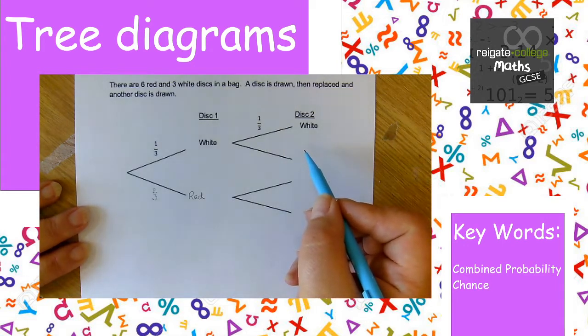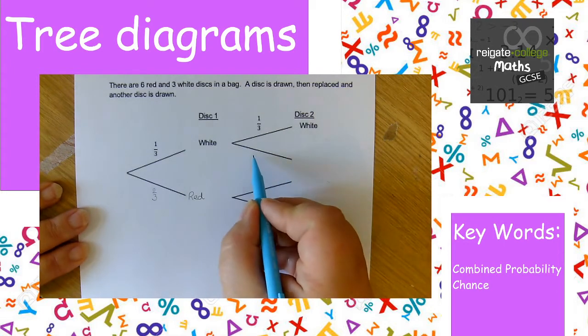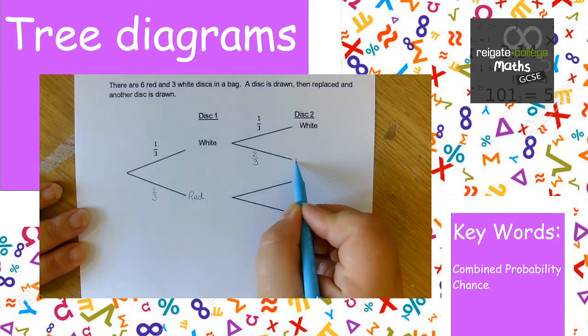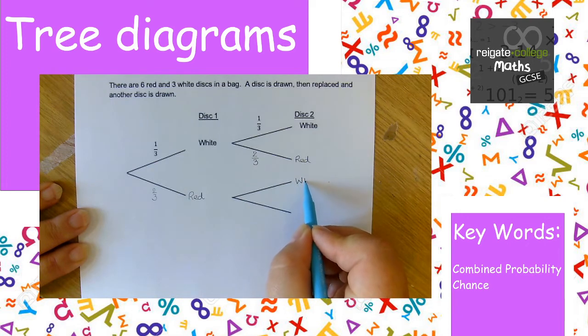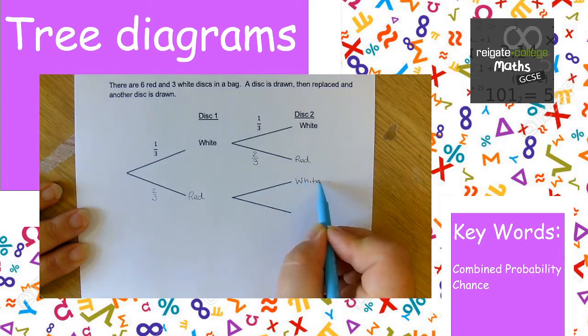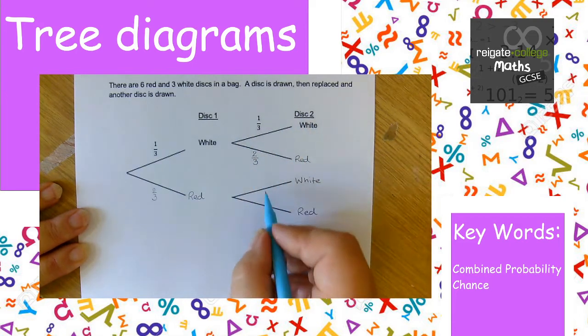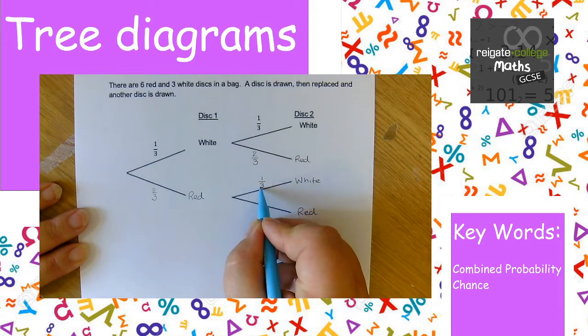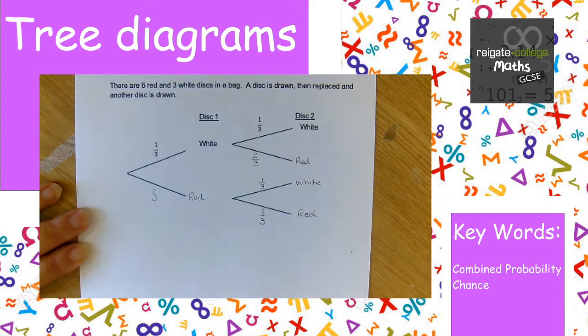If we're taking a second disc from the bag and there's still the same number of discs in there, the probability of pulling out a red is going to be the same as before. And this second part of the tree diagram down here is exactly the same as the diagram above it. So we have 1/3 white, 2/3 red. There is our completed tree diagram.